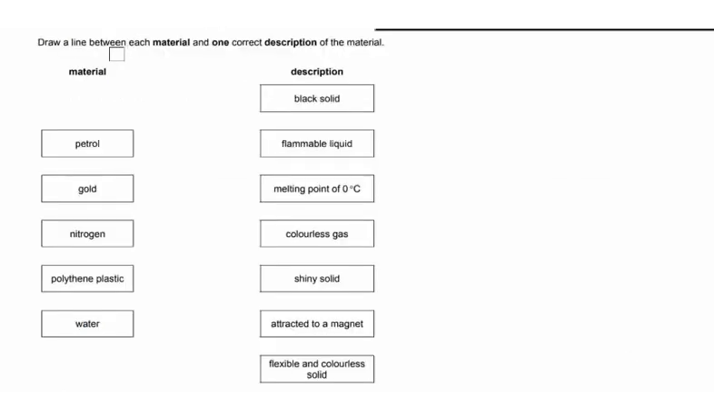Next question. Draw a line between each material and one correct description of the material. Material: petrol, gold, nitrogen, polythene, plastic, water. Description: black solid, flammable liquid, melting point of 0 degrees Celsius, colorless gas, shiny solid, attracted to a magnet, flexible and colorless solid. Finish in seconds from now.